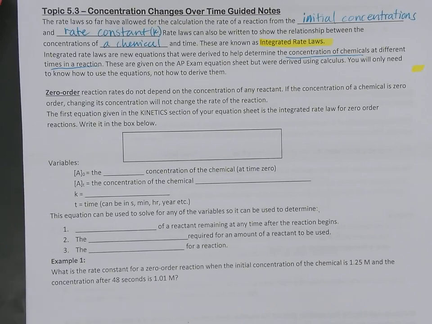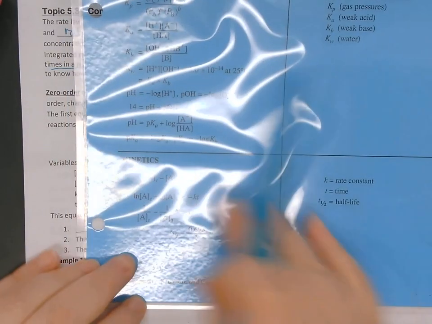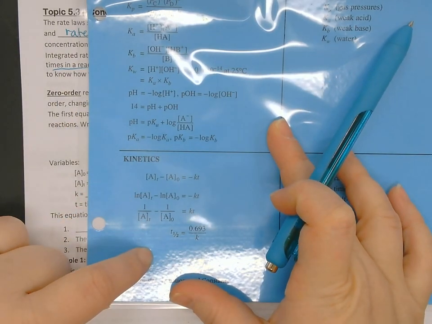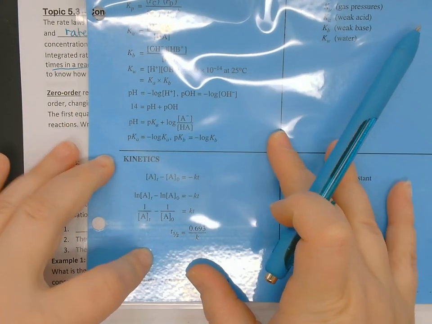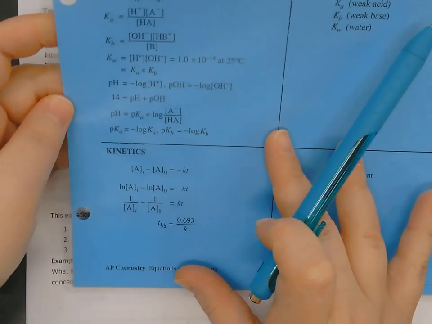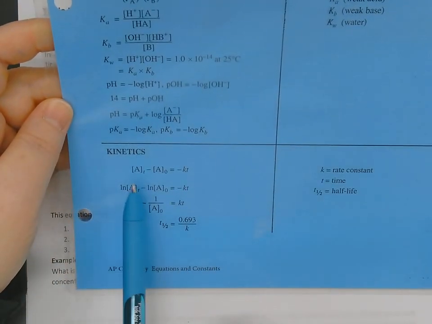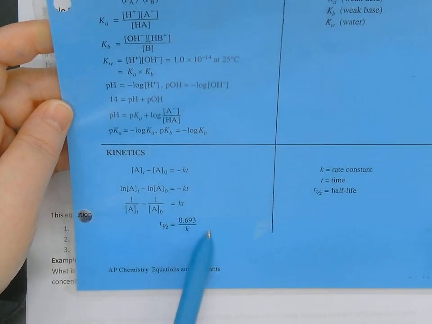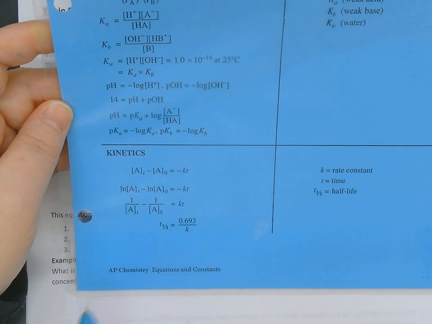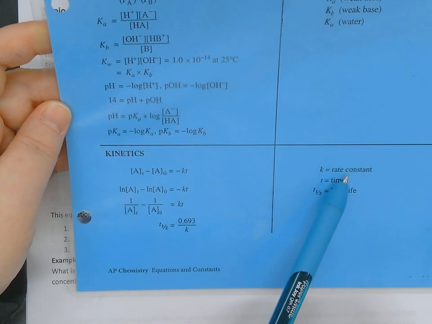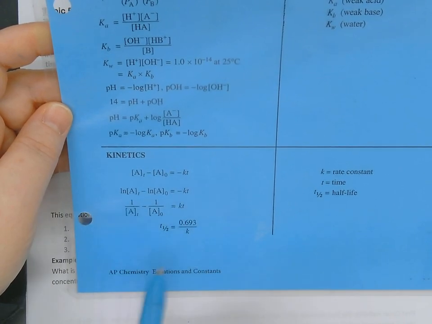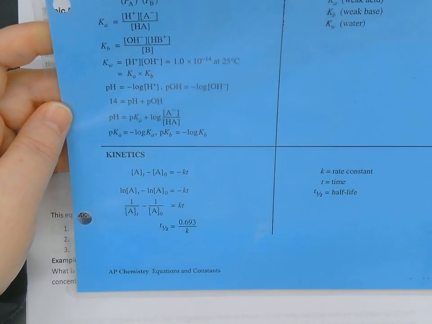So to give you a little preview, you should always check out your equation sheet. Sorry for the reflection there. But these are our equations for kinetics. It's on the bottom of the front page. Let's see if I can, there we go. That's a little easier to see. So we've got three of our integrated rate laws, and then we have this half-life equation. So they remind us over here that K is our rate constant, T is time, and then what half-life is. So we're going to be visiting these equations, learning each of them with examples, and going from there.